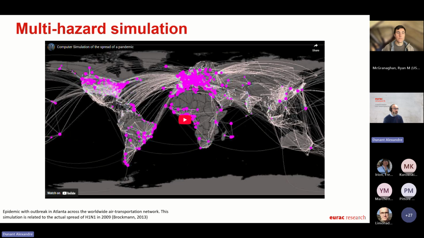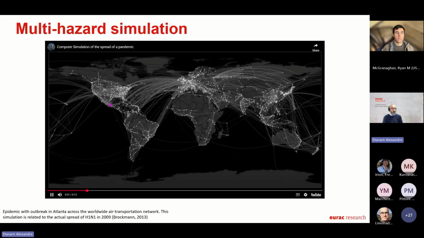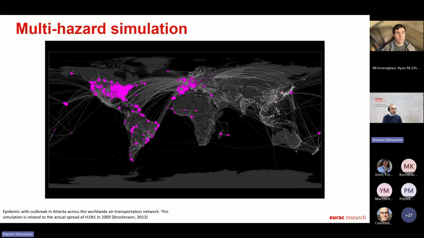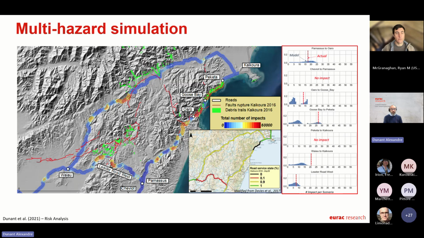So I found this simulation. It's for the spread of a pandemic, but basically it's kind of the same idea, where you start from one point and then you spread along the connections until you reach the terminal node. And in this case, our model will start all over again, sampling different branches depending on their likelihood.